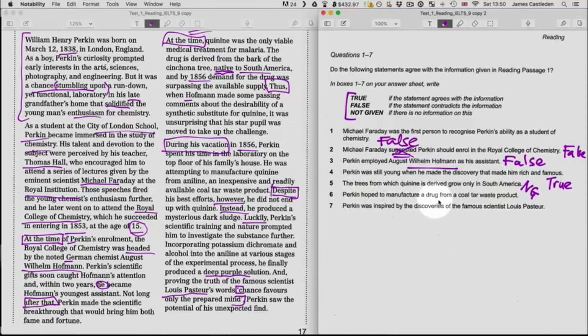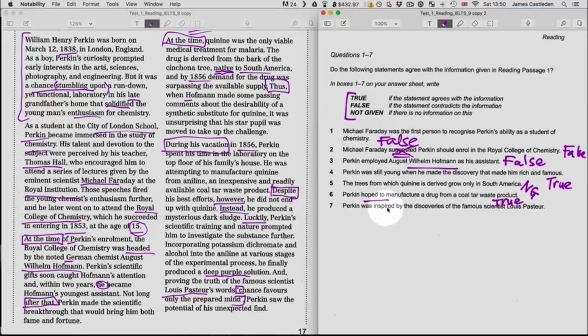Perkin hoped to manufacture a drug from the coal tar waste product. Yes, he did. He was attempting to manufacture quinine from this stuff, an inexpensive and readily available coal tar waste product. So he hoped to, he was attempting to, that is also true.